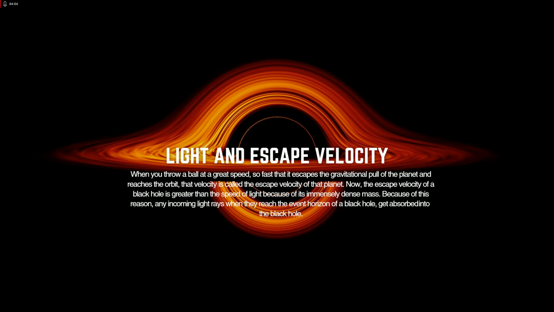So now think of it this way. When you throw a ball at a great speed, so fast that it escapes the gravitational pull of our planet, that velocity that the ball reached is called the escape velocity. Now, the black hole's escape velocity is greater than the speed of light because of its immense dense mass.